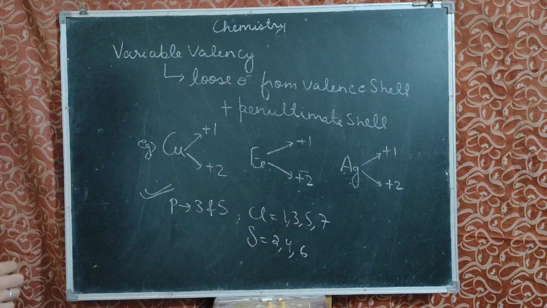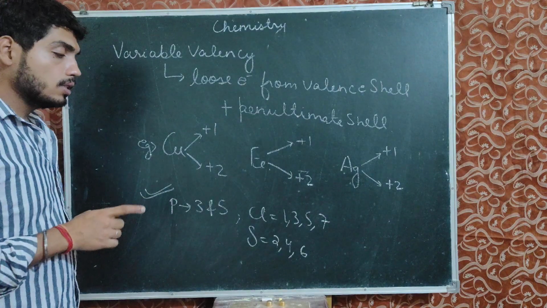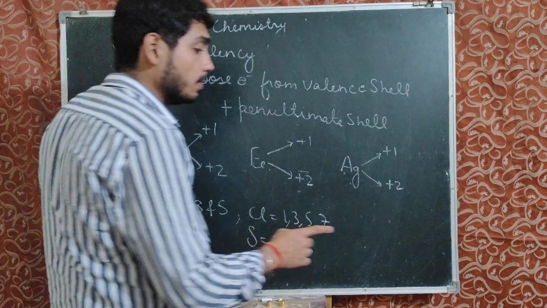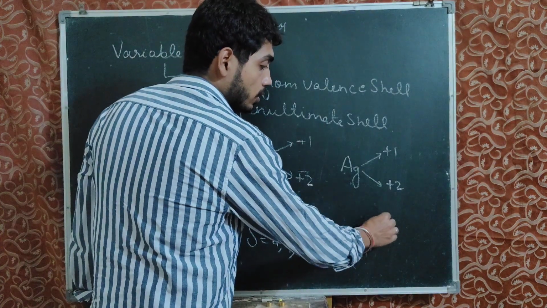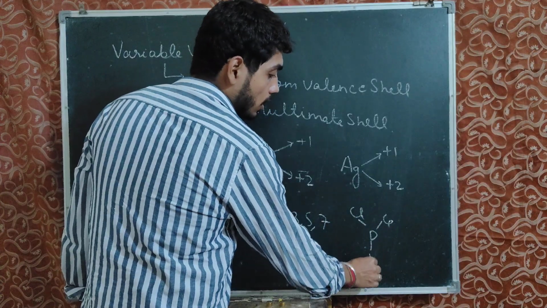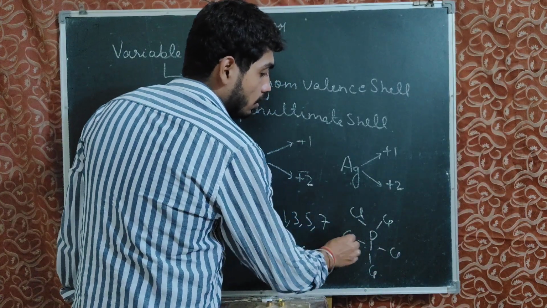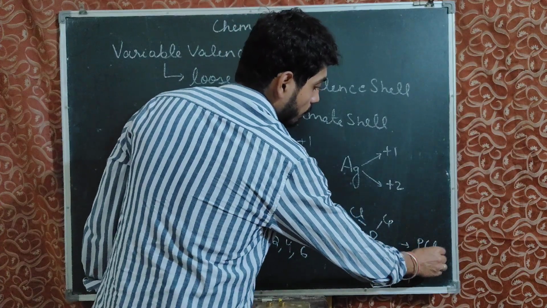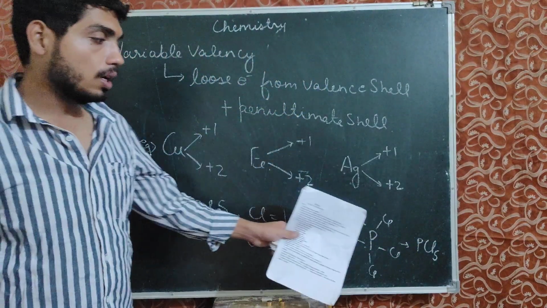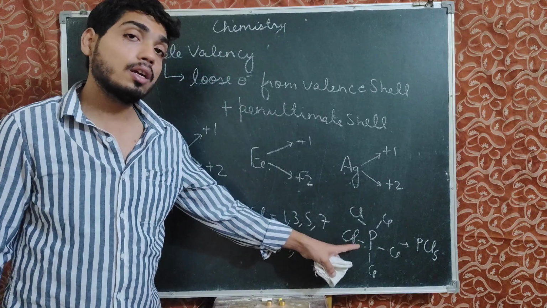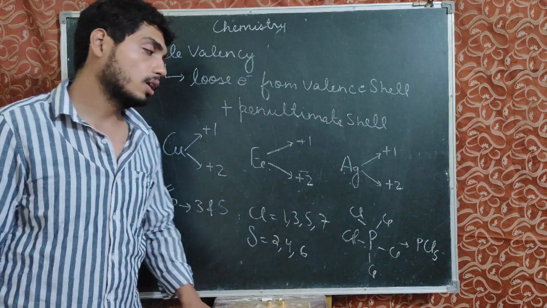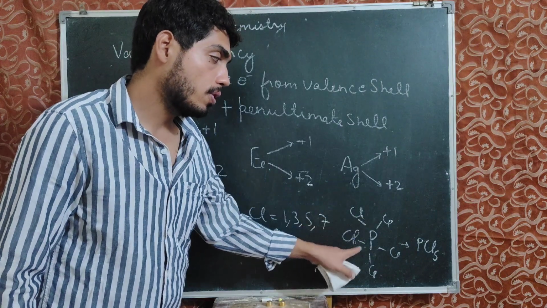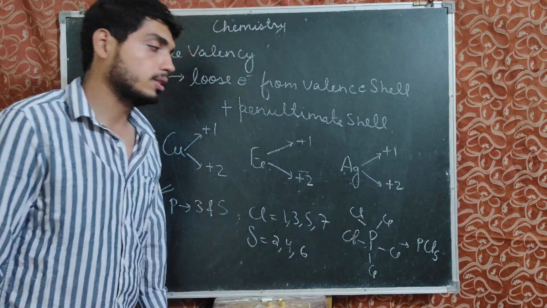What is covalency? Covalency is equal to the number of covalent bonds formed by an atom of an element. In the previous section we saw that phosphorus makes 5 single covalent bonds with chlorine, and the product was PCl5. So you can clearly see that it is making 5 bonds, and each bond is having 2 electrons, so a total of 10 electrons. 5 is the covalency. Just count the number of bonds, it determines the covalency of that atom.